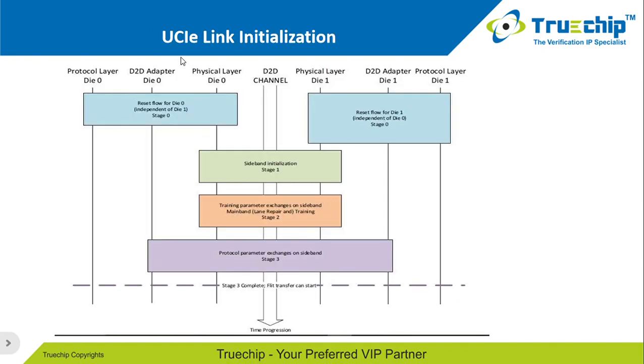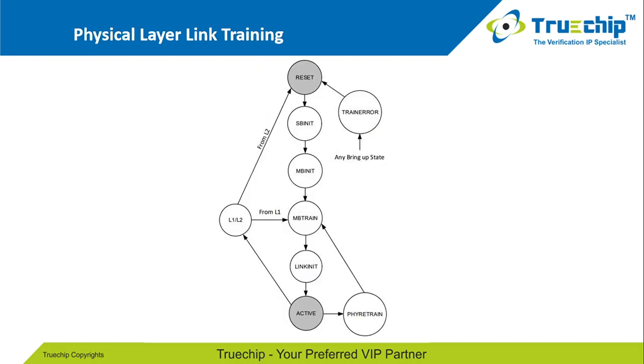So here's the UCIe link initialization, which is the complete UCIe flow, where the first stage is the reset flow for die 0 and die 1. From stage 1 the UCIe flow will start, where stage 1 is sideband initialization, the second stage is training parameter exchanges on sideband and mainband training, and the third stage is protocol parameter exchanges on sideband. After the completion of stage 3 the protocol layer will start transmitting the FLIT.